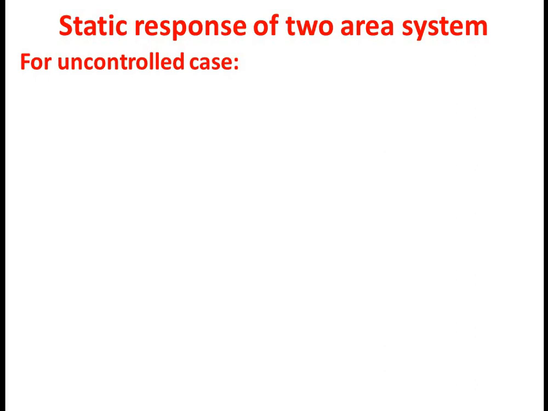Load frequency control for a single area system requires two inputs. One is del PC from the speed changer command, and the other is the external load disturbance del PD. For this uncontrolled case, we are going to maintain the command signal from the speed changer as 0. Here we have two areas, so the values del PC1 and del PC2 will be 0.